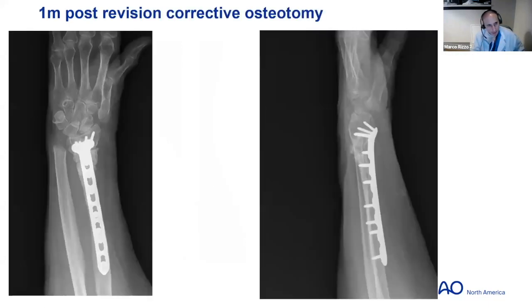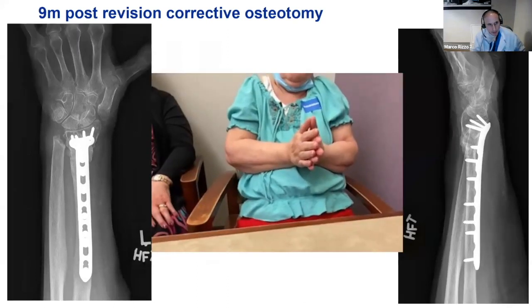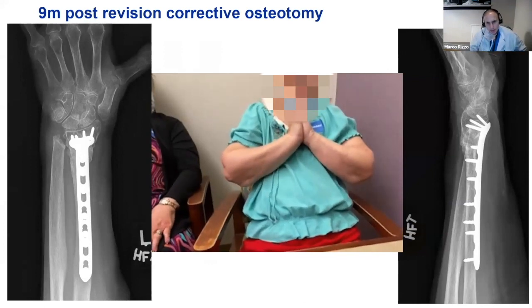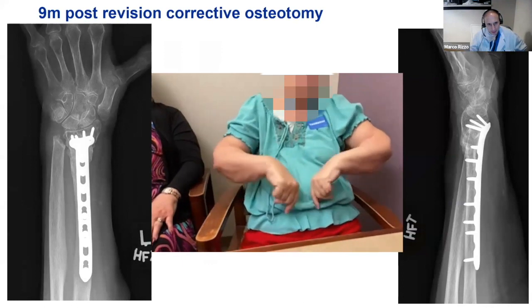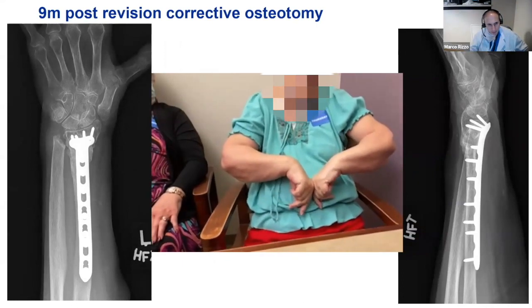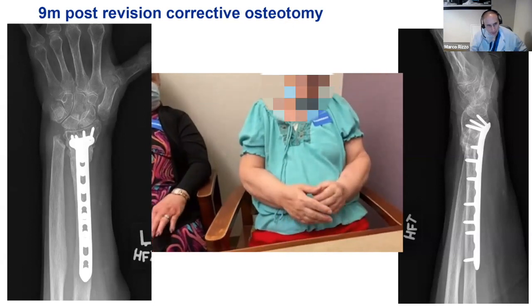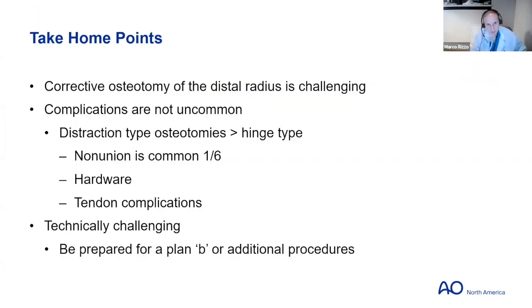And here she is at 1 month post-op, and here she is at 5 months post-op, and ultimately at 9 months post-op. So thankfully she went on to heal. She's still quite limited overall with regard to her mobility, but she's functional and she had good pronosupination, and so we sort of got out of that mess.